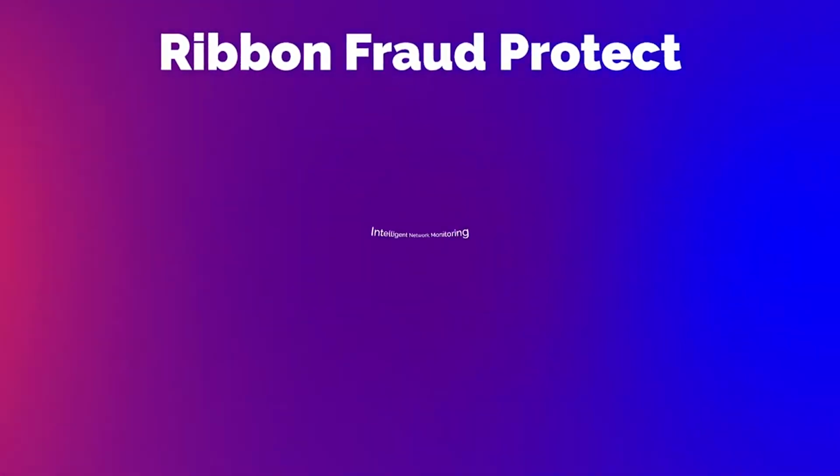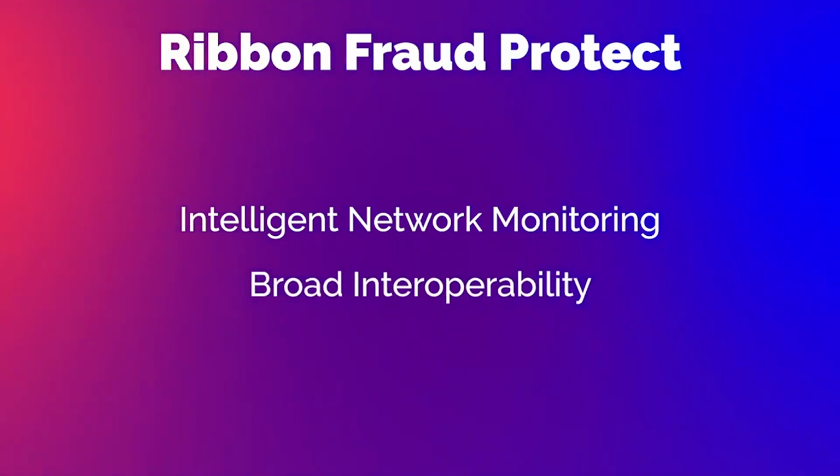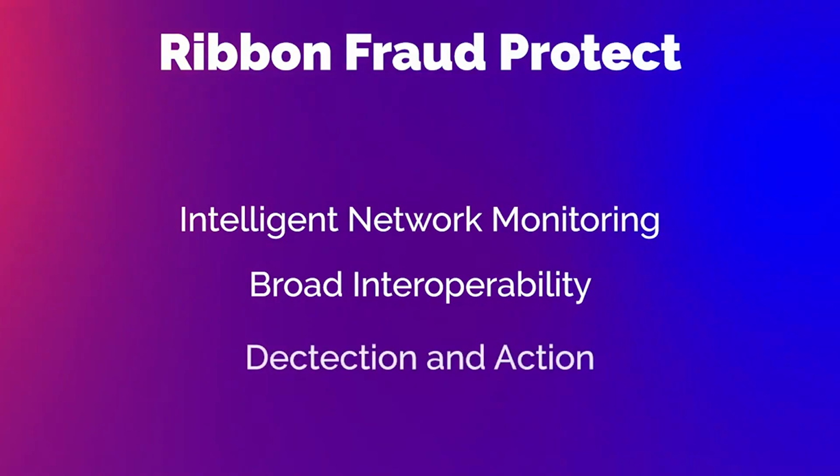As an example, our platform here at Ribbon called Fraud Protect can monitor your entire network for nefarious activity. It works not only with Ribbon equipment, but other major hardware providers as well. It's really an insurance policy. It gives you that peace of mind that if the bad guys come looking around, you have the tools to not only spot their activity, but to stop it as well.